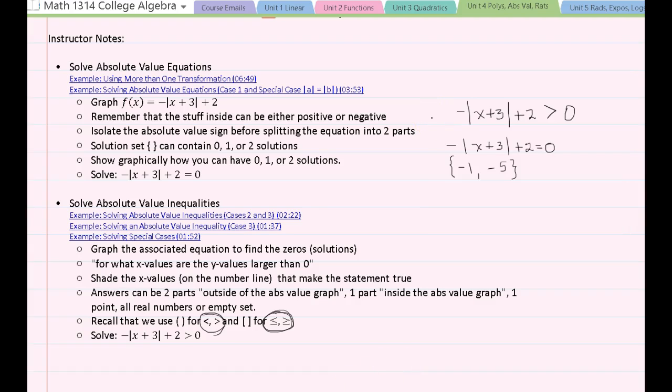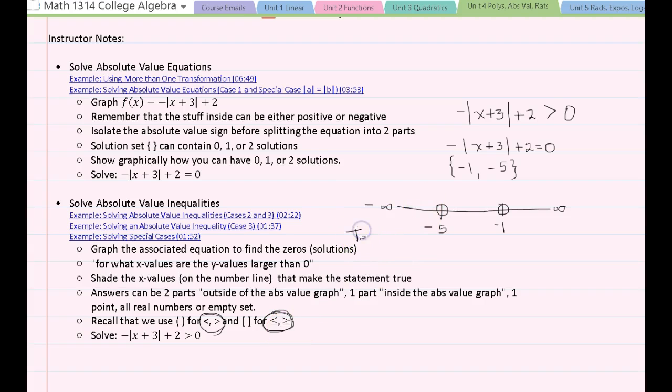Now let's get back to our absolute value equation and change it to the inequality of negative absolute value of x plus 3, plus 2, is greater than 0. First, we need to solve for the x-intercepts, the zeros of the associated equation f of x is equal to negative absolute value of x plus 3 plus 2. Since we already found the zeros for this equation, we graph them on the x-axis or number line with open circles, since we have a greater than inequality. Now we can test x values from each interval into the original inequality to see which values make the statement true.